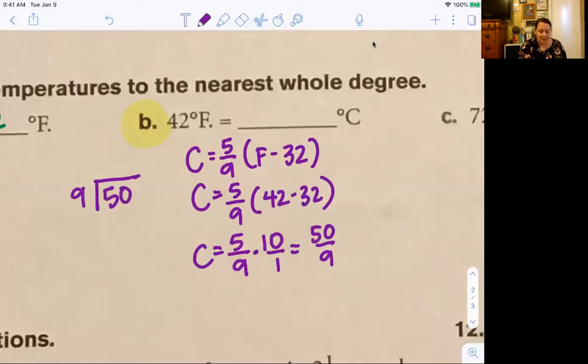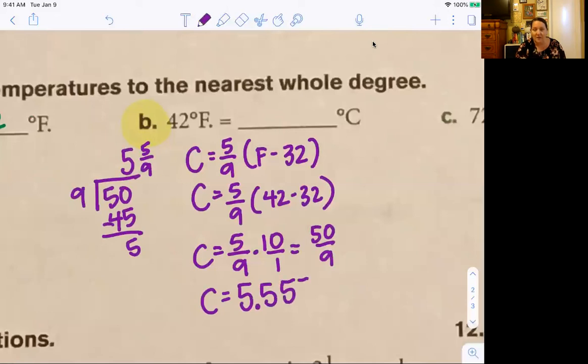9 goes into 50, well, 9 times 6 is 54. So it's got to be 5. 9 times 5 is 45. And subtract, and we get 5/9. Now, Celsius equals 5 point what? 555, because remember, any number over 9, it's just the numerator repeating. So we have 5.5 rounds to how many degrees? 6 degrees Celsius.